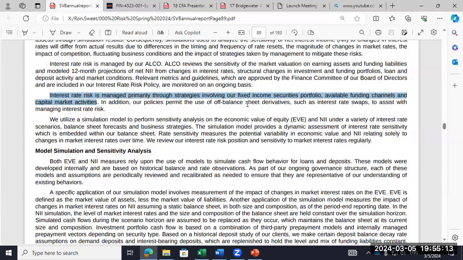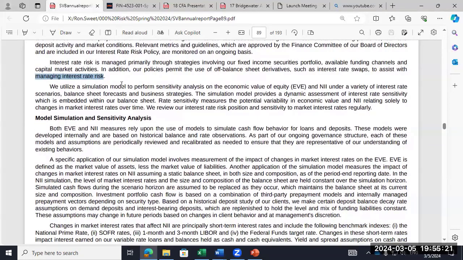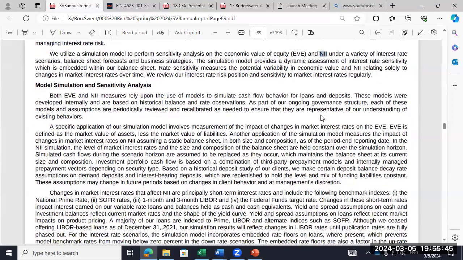Our policy permits the use of off-balance sheet derivatives, such as swaps, to assist in managing interest rate risk. We utilize a simulation model to perform sensitivity analysis. So what's that? The simulation models can be stress testing. Economic value of equity, what is that? We already talked about that. They mark their assets to market value, mark their liabilities to market value, and see how much that changes when interest rates change. What is NII? Net interest income. So your loan interest rates minus your liability interest rates.